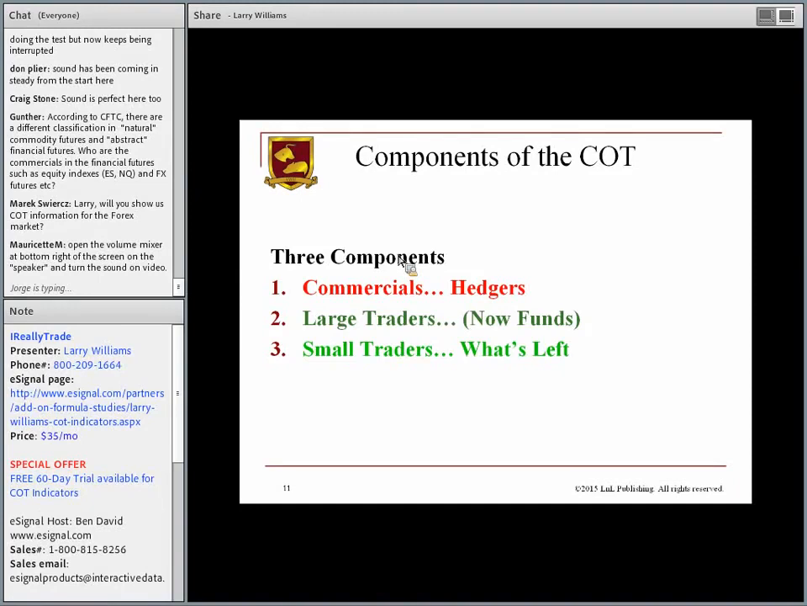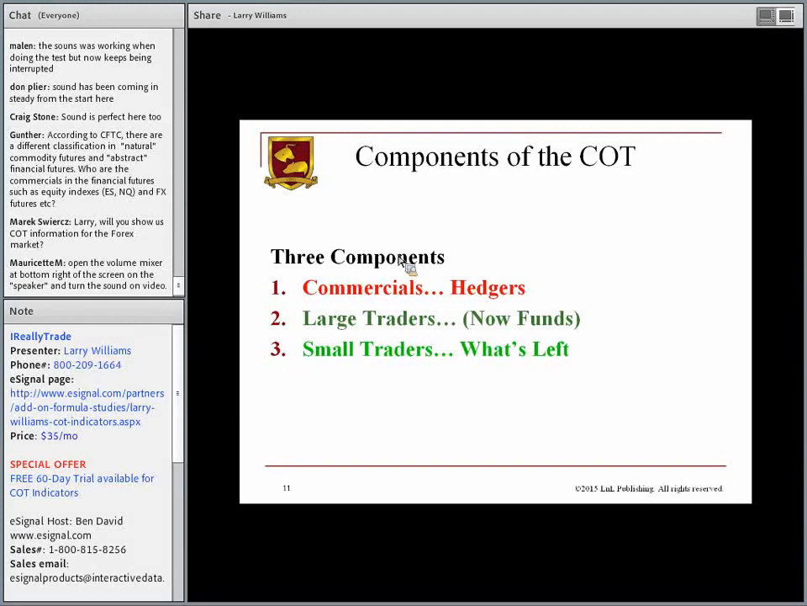So if you're going to look at the Canadian dollar versus the Japanese yen, you'd certainly want to look at the commercial position. And this is an interesting point. According to the CFTC, there's a different classification of natural commodities and abstract financial commodities. And this is a critical point. This is my terminology, actually.